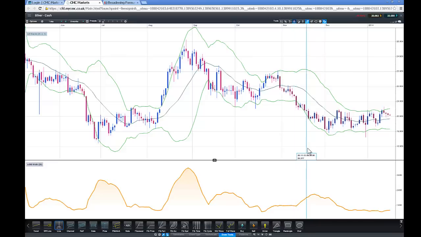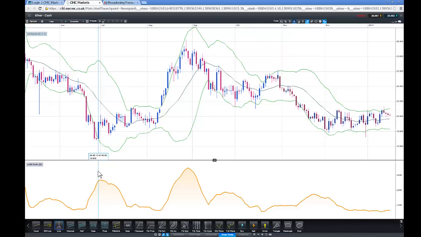Another example of one that didn't work. It went outside, came back inside the bottom band, but the bands were widening. And in fact, buying at this point could have been a problem. So we sell when we revert back through the top. We buy when we revert back through the bottom, as long as the bands are not widening. Here's an example of a trade that I would not have taken. The silver dropped through the bottom band, reverted back through, but the bands were widening.